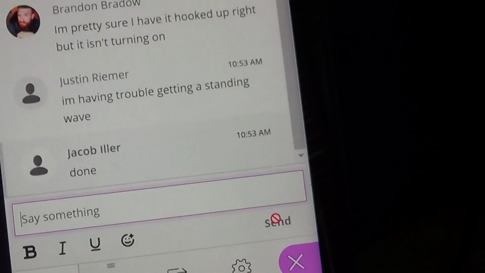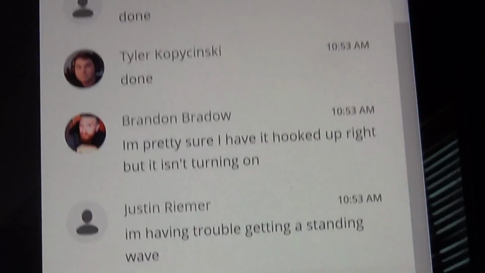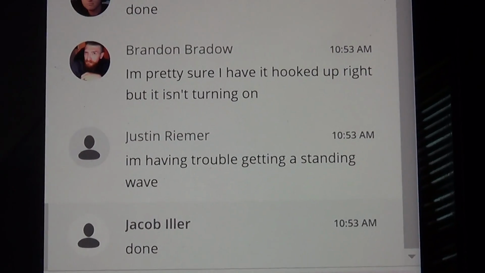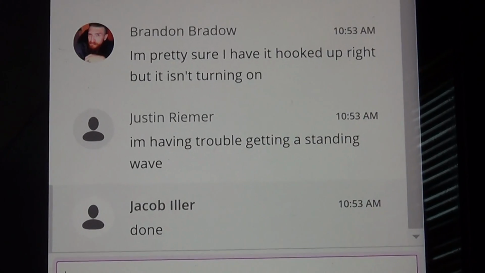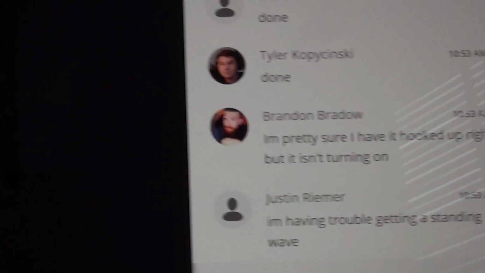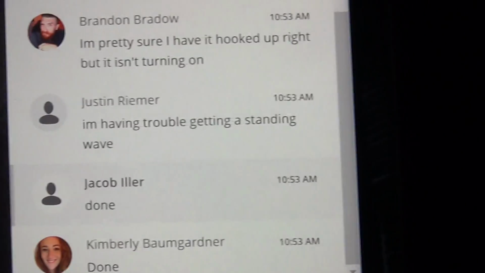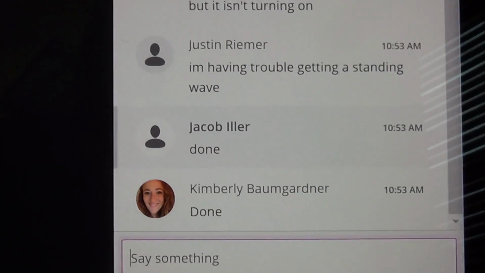And Tyler's done, great. And Brad says, I'm pretty sure I have it hooked up right, but it isn't turning on, having trouble getting a standing wave. Justin, right now I want to make sure that everyone has the motor working. Okay, so we've got Justin, Jacob, Kimberly, but Brandon's having a problem.